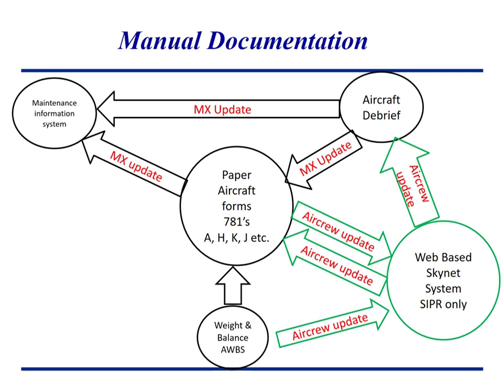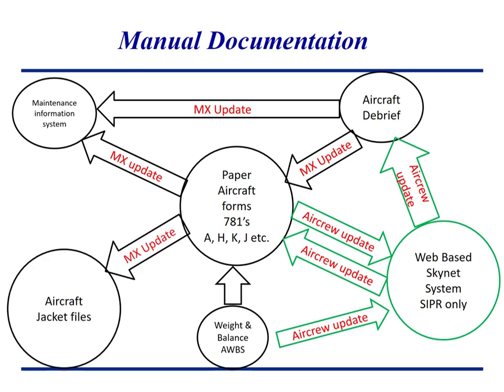Finally, once the flight and all required post-maintenance actions are completed, maintenance personnel must then pull the paper forms and prep for the next flight. These pulled forms are stored in the aircraft jacket file. Due to limited storage space, these files are only retained for 7 flights before disposal.